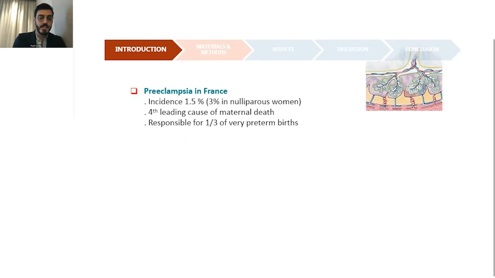So the incidence of preeclampsia fluctuates in France between 1 and 3%. It remains the fourth leading cause of maternal death and is also responsible for 1/3 of very premature births in France.